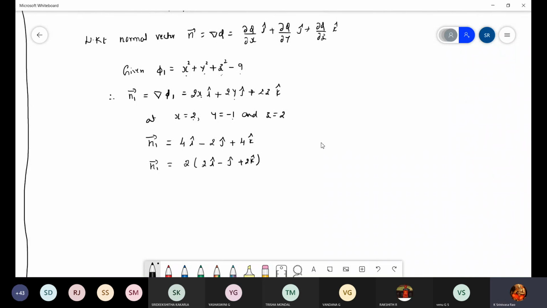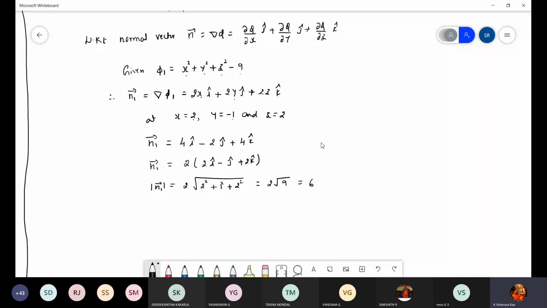So therefore our magnitude of n1 equals 2 times square root of 2 square plus 1 square, even though it is minus, because of the square it becomes plus only, plus 2 square. So that is 2 root 4 plus 4, 8. 8 plus 1 is 9. So 9 is a perfect square. Square root of 9 is 3. So the answer is 6. 2 3s are 6.